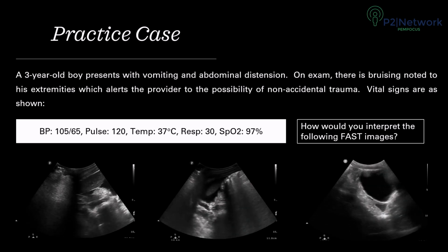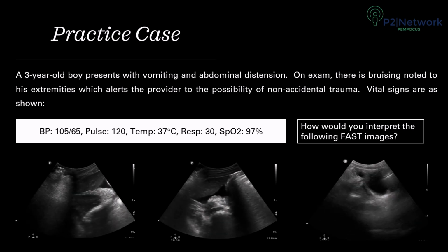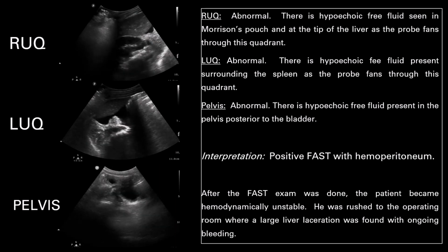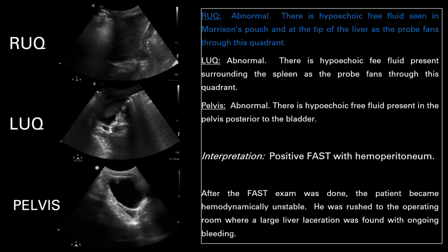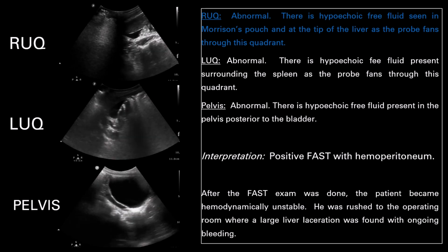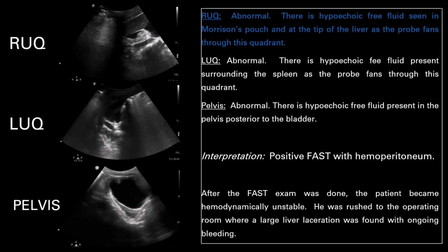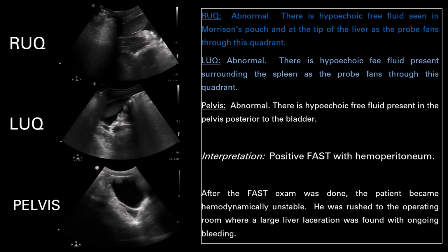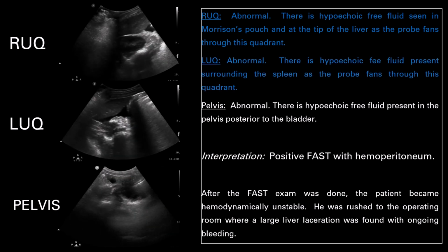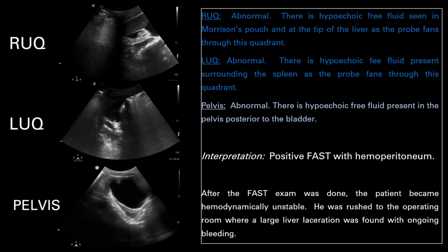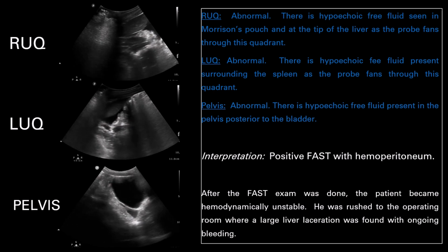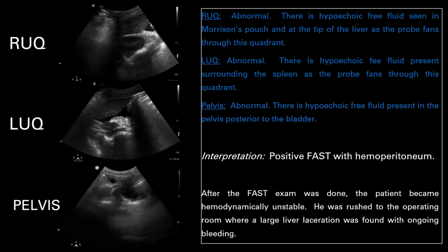As part of the initial assessment, you do a FAST exam and get the following images. Interpreting these images, we see on the right upper quadrant view, now shown at the top, there is fluid seen in Morrison's pouch between the liver and the kidney. There is also fluid at the tip of the liver. In the left upper quadrant view, in the middle, fluid is seen over the dome of the spleen, but there is no obvious fluid in the pleural space. In the pelvic view on the bottom, we can see a small amount of free fluid posterior to the bladder, shown in the sagittal view.